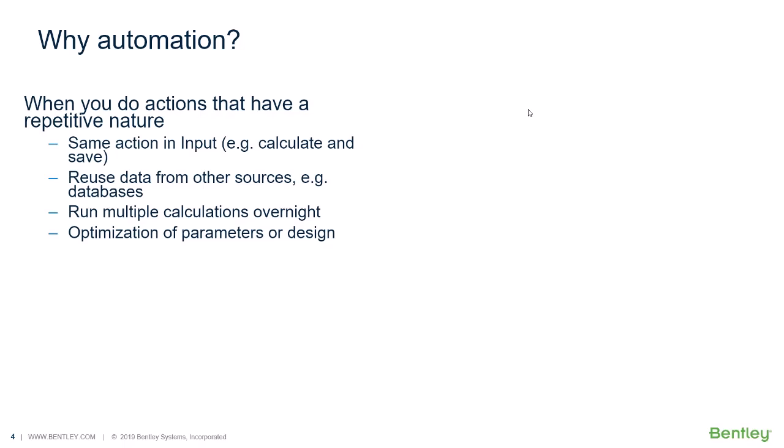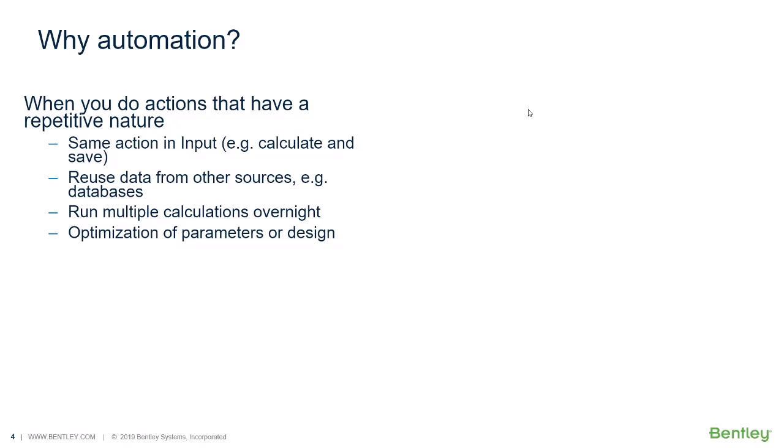Why do we want to have automation? Now, when you do actions that do have a repetitive nature, of course, we don't want to redo the same thing over and over and over again, because that's a waste of energy and a waste of time. But it also can introduce human errors because you might be tired. You might then click on the wrong action, or you might copy data in an incorrect way. So that's always a good idea to make sure that the automation can take care of those kind of things. So it can be redoing the same action and input.